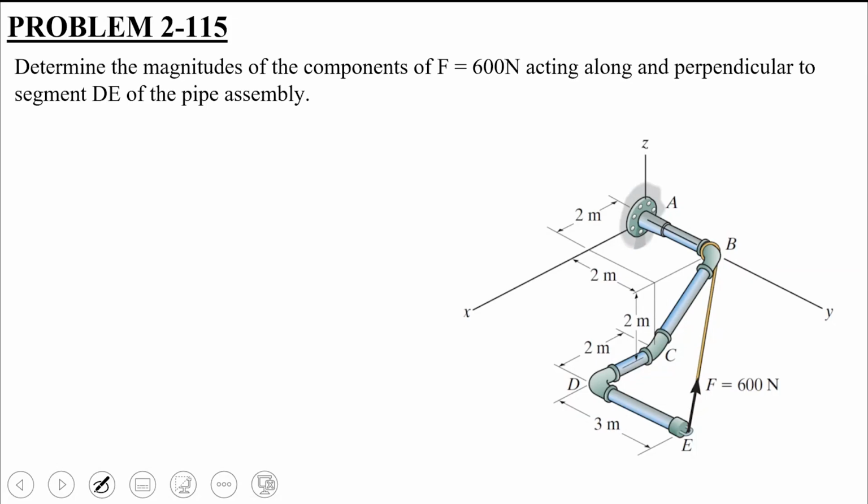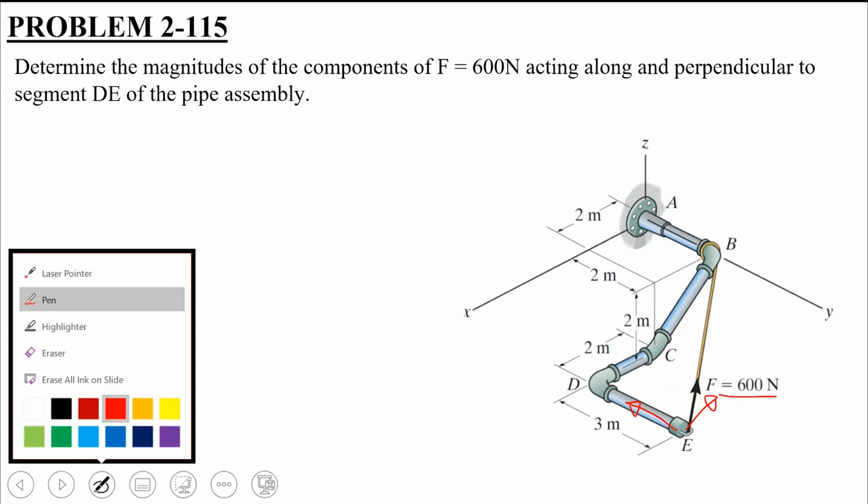In this case, you have a force which is being directed from point E to point B, and this force has a magnitude of 600 Newton. You need to determine the magnitude of components of this force acting along and perpendicular to the segment DE of the pipe assembly. You have to resolve this force along this segment and perpendicular to it.